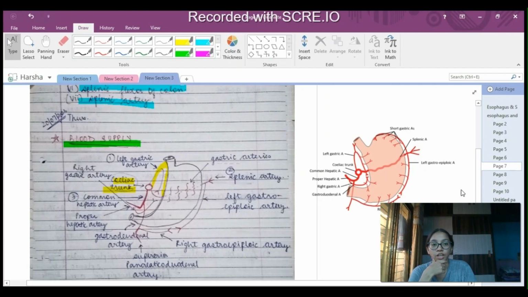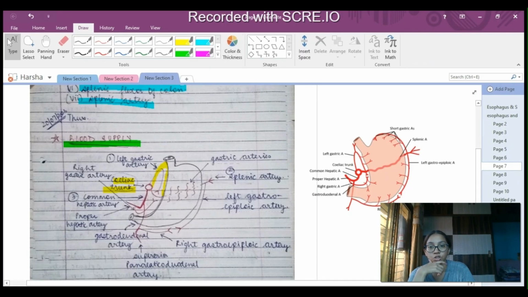So in the previous lecture we discussed the stomach related to its external features, the surfaces, orifices, sphincters, as well as the parts of the stomach and the stomach bed. In this lecture, we are going to discuss the blood supply of the stomach, the venous supply, and the lymphatic drainage.